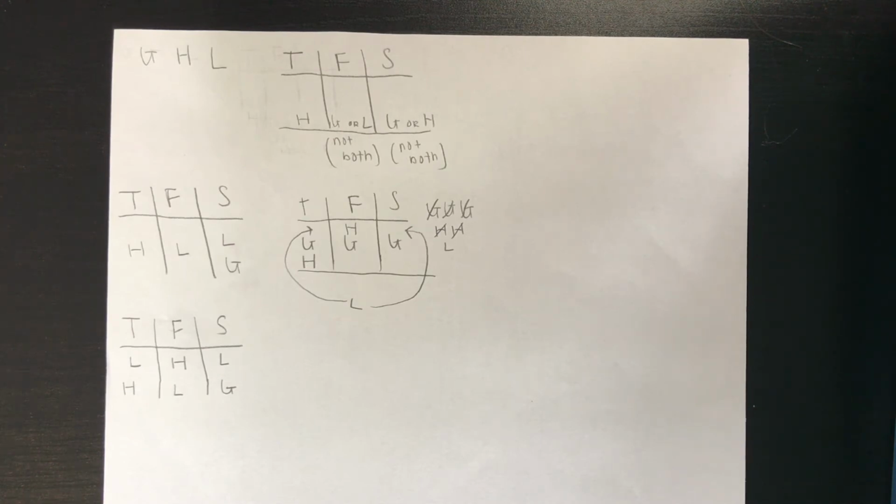And D says greed is the only film shown on Saturday. Again, that could be true, but it also doesn't have to be true because we can place limelight on that day as well. So that leaves us with answer choice E. Harvest and greed are both shown on Friday, which we know has to be true.